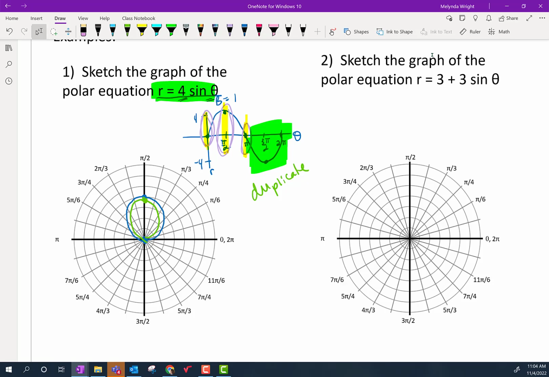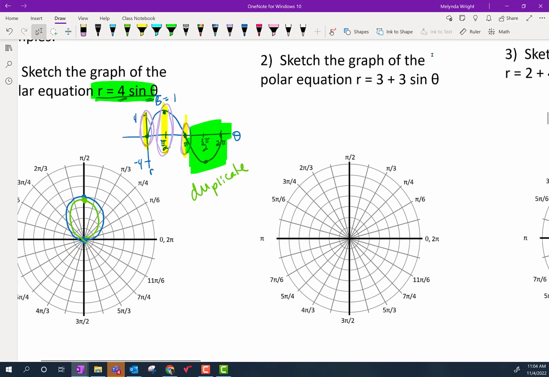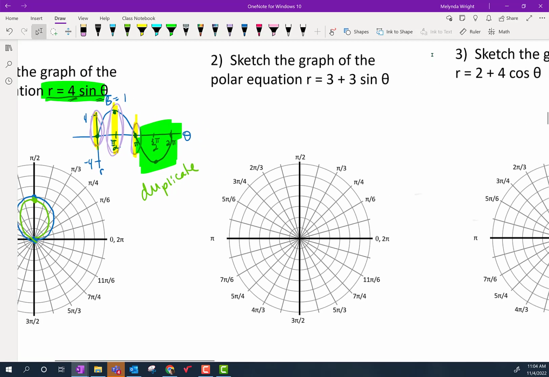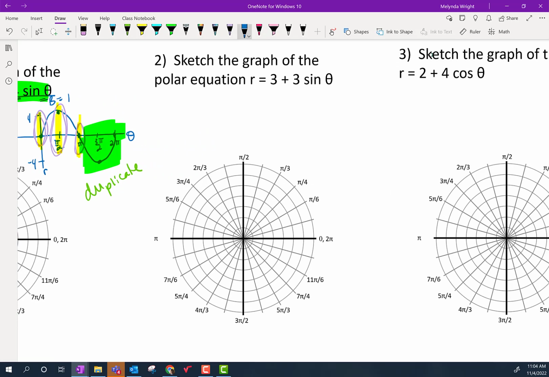Okay. So let's take a look at number 2. This one is like the numbers. We've got a number plus a number times sine or cosine. So that's that middle section we were looking at. So this 3 is how much I'm shifted up or down. And this 3 is actually my amplitude. So when I graph my Cartesian graph, I'm going to shift my sinusoidal axis up 3, because that's what that 3 tells me to do. And then my amplitude is 3, so I would go up 3 and down 3.